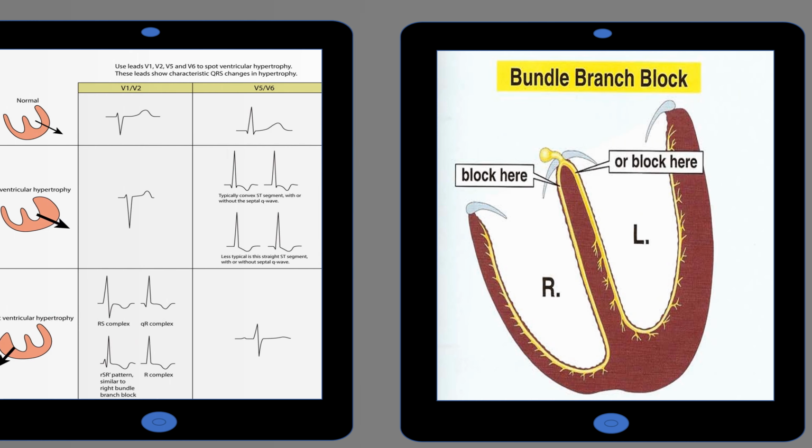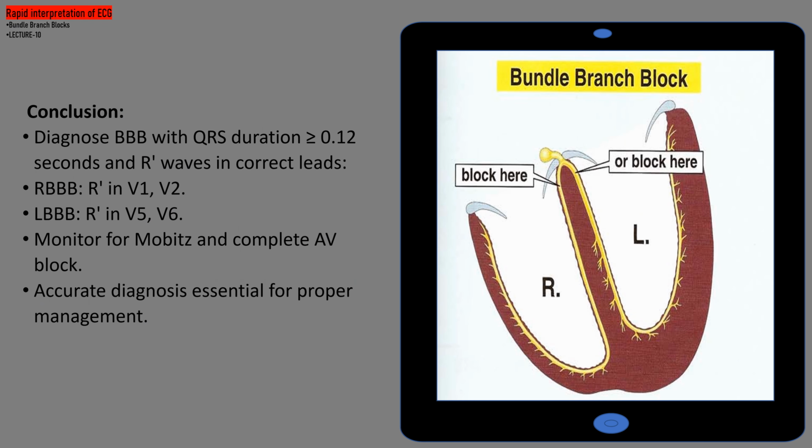In conclusion, accurately diagnosing bundle branch blocks requires a detailed analysis of ECG patterns, focusing on QRS duration, the presence of a second R wave, and specific RS wave patterns. It is important to differentiate between right and left bundle branch blocks, as well as to recognize situations where supraventricular tachycardia with a bundle branch block may mimic ventricular tachycardia. Being aware of the potential progression to higher degrees of atrioventricular block and understanding the challenges of diagnosing ventricular hypertrophy in the presence of a bundle branch block are key to effective patient management.